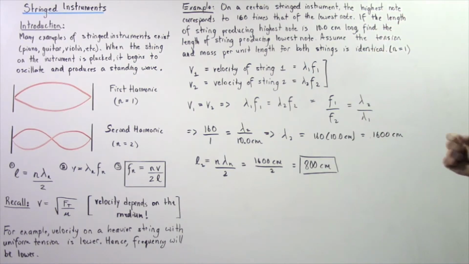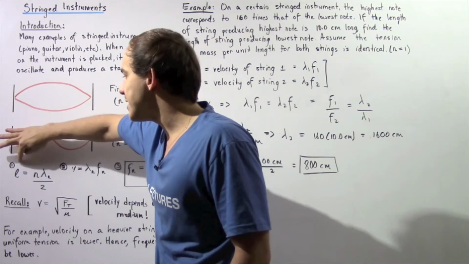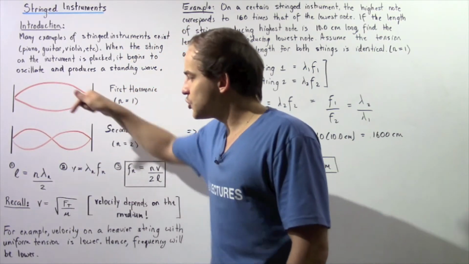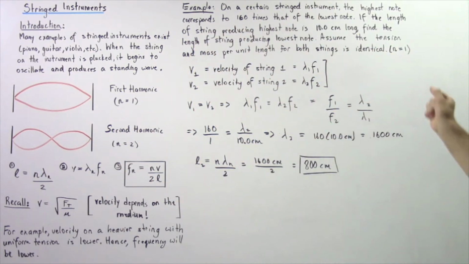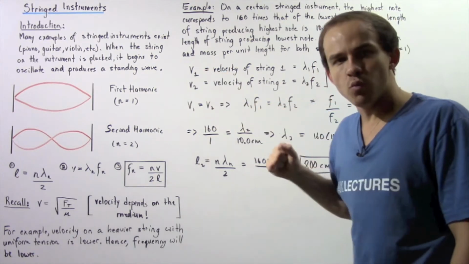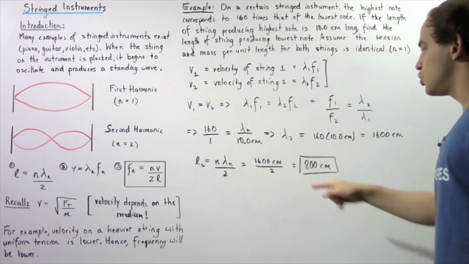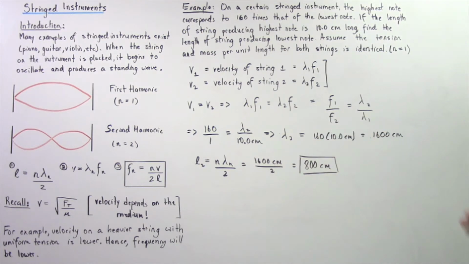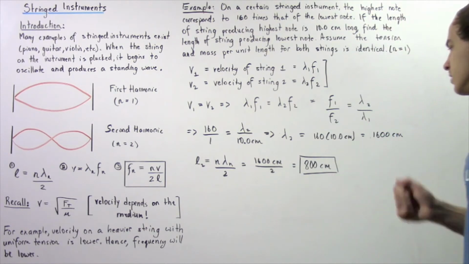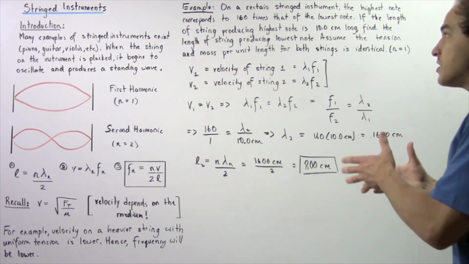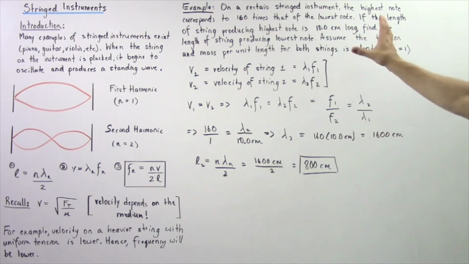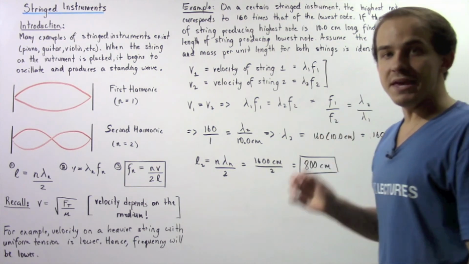Now we want to find what the length of that string is. To find the length, we have to use equation number 1. Our length is equal to n times lambda n divided by 2. Now we are told that n is equal to 1. And so we have the length is equal to 1,600 centimeters divided by 2. So we get a length of 800 centimeters, or equivalently 8 meters. So that means the length of our string that produces the lowest possible note on that instrument is 8 meters long.